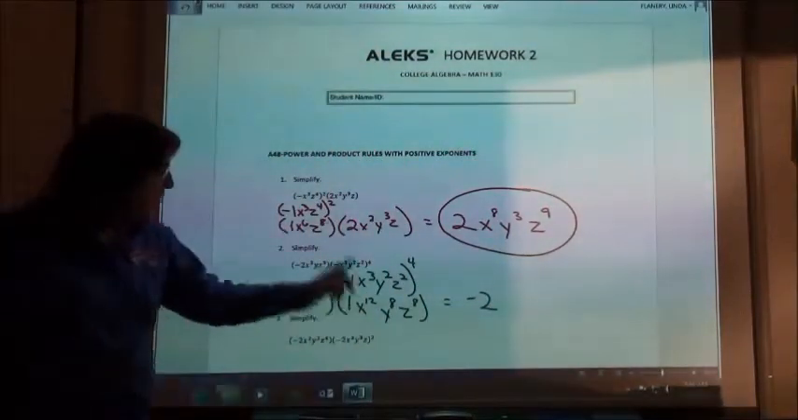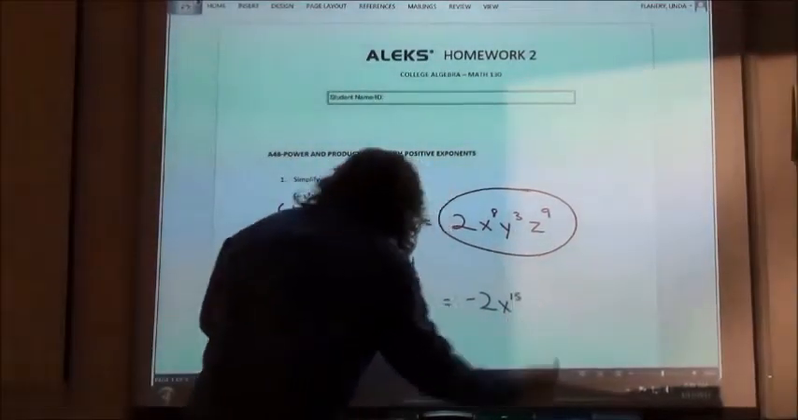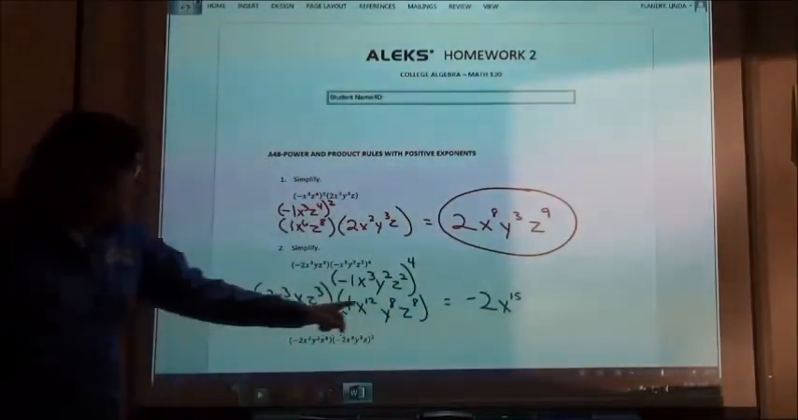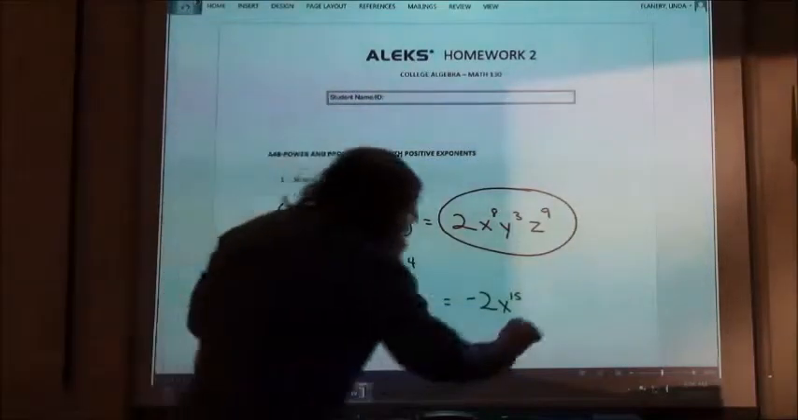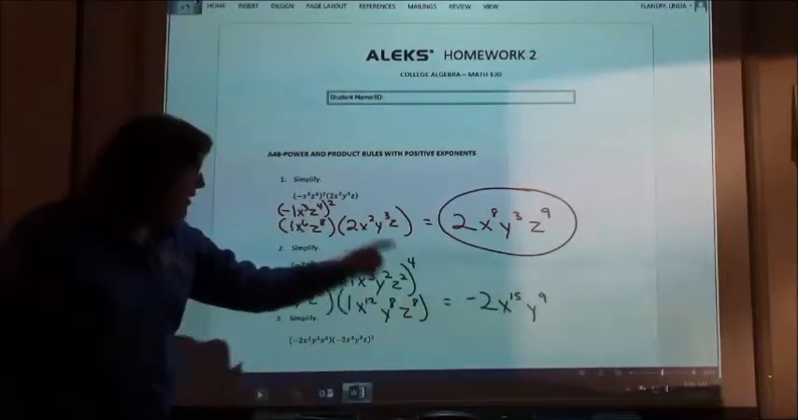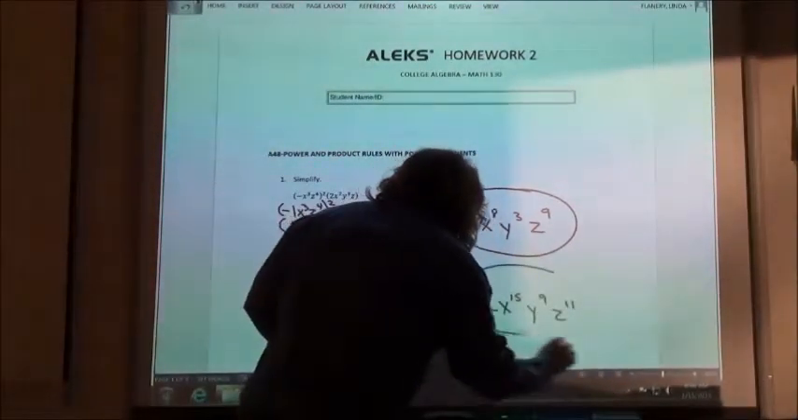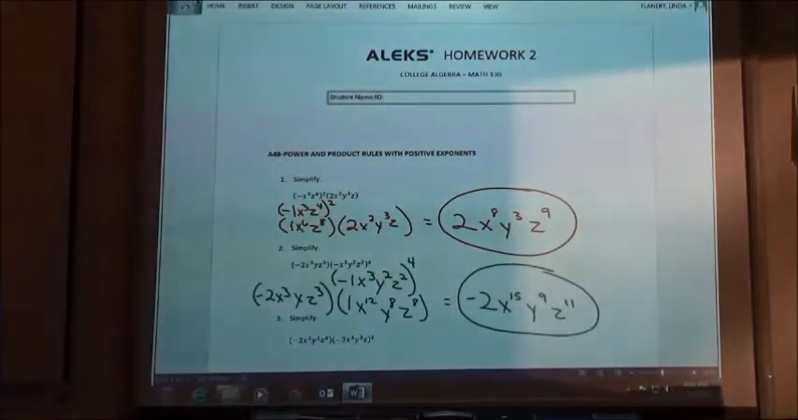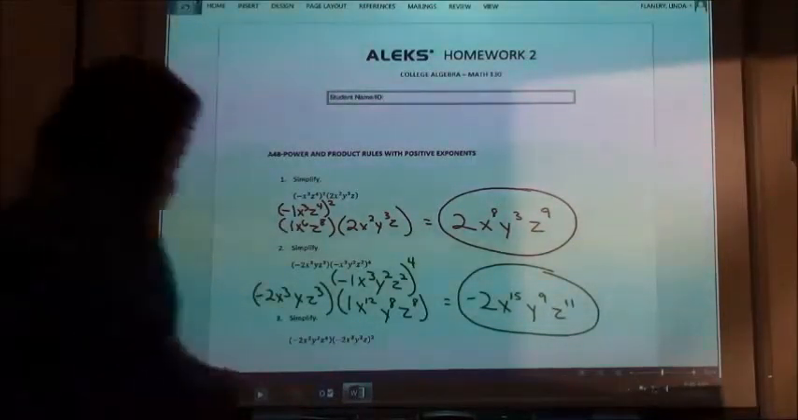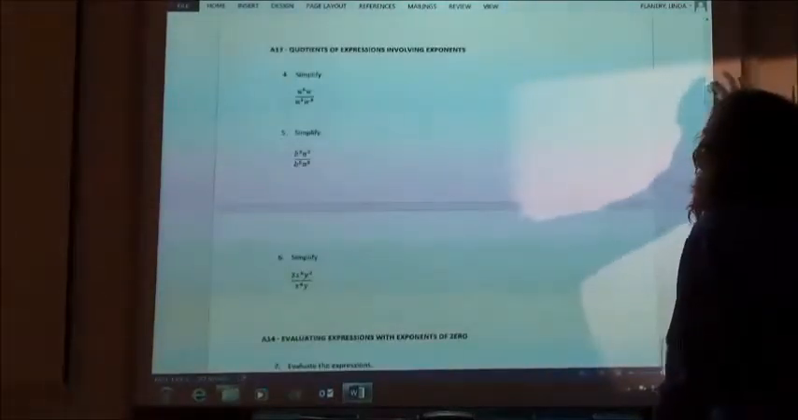X to the 3rd times x to the 12th, I add my exponents, x to the 15th, y times y to the 8th, adding those I get y to the 9th, and z to the 3rd times z to the 8th, z to the 11th. So -2, x to the 15th, y to the 9th, z to the 11th would be your answer. Go ahead and try the next one. Okay. While I move the board, see if you get the same thing I do once I get there.